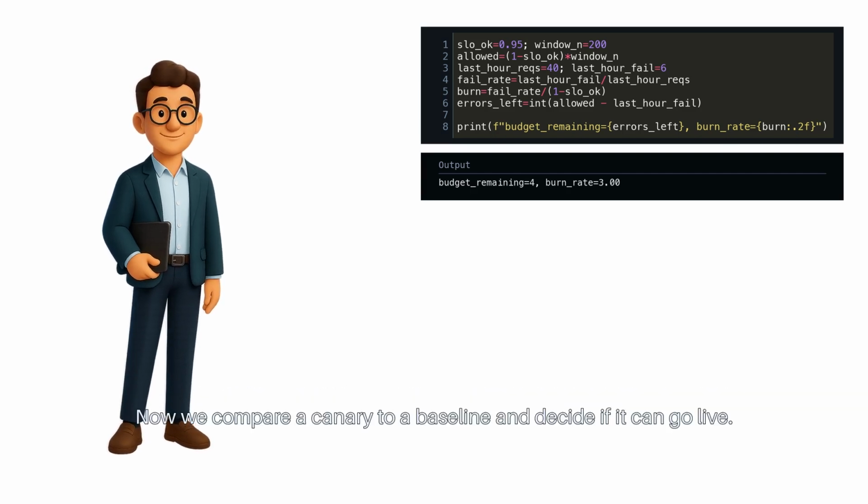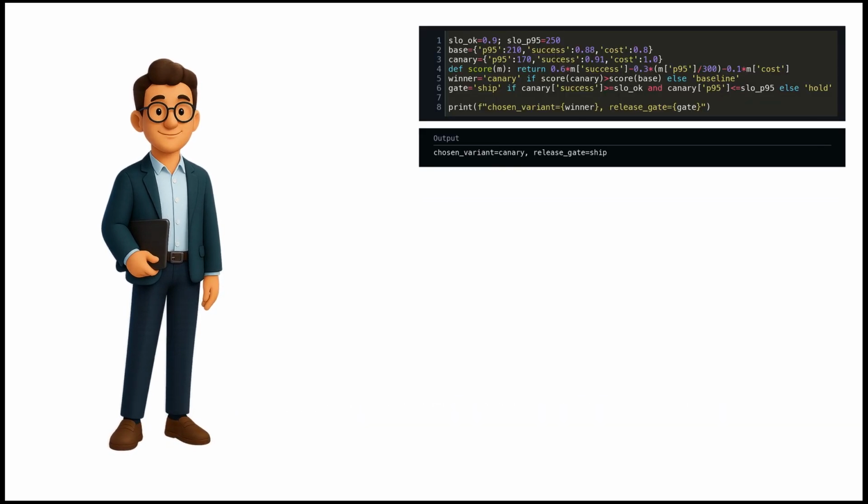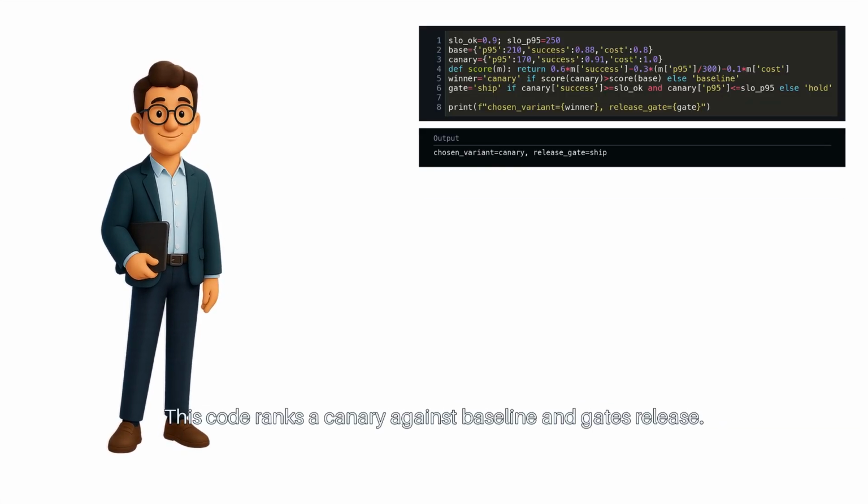Now, we compare a canary to a baseline and decide if it can go live. This code ranks a canary against baseline and gates the release.